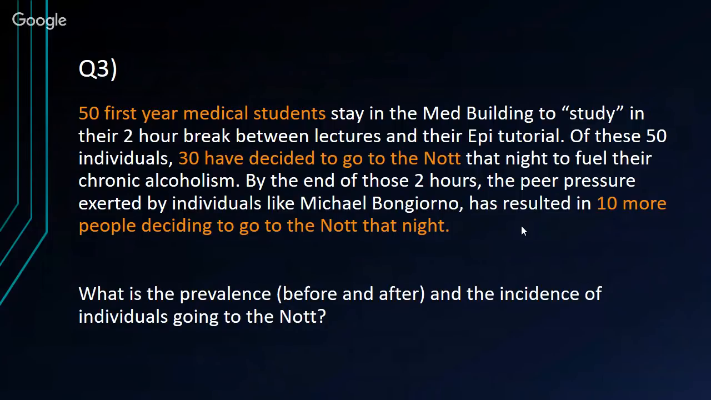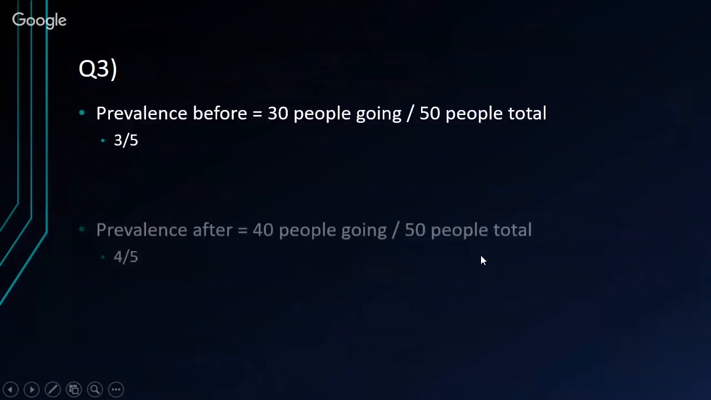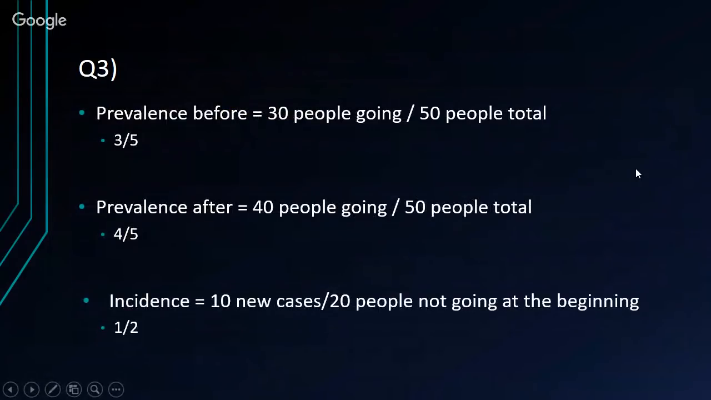So I'll just go through that one. A common error, guys, would be to say that the incidence is the 10 new cases divided by the total amount of people, that's 50. But incidence is the new cases divided by the number of people who are disease-free. So that's 20. Okay, that makes sense? Cool.